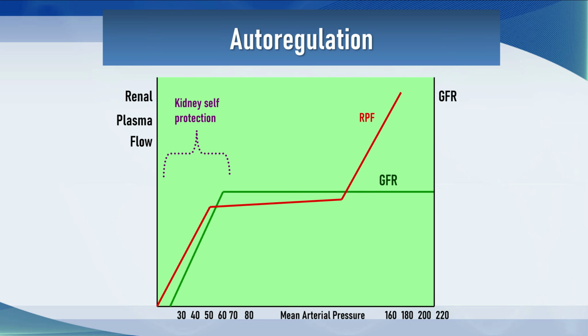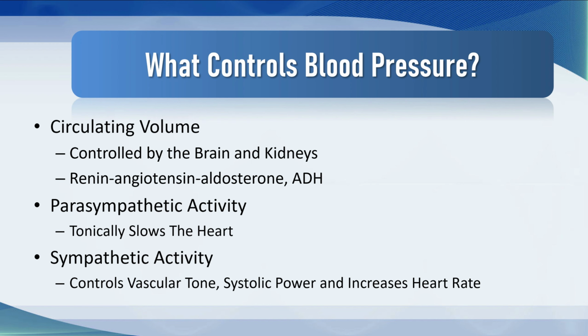Renal plasma flow and glomerular filtration rate are maintained constant over a range of systemic pressures by dynamic alterations in the tone of the afferent and efferent arterioles, and this is only lost at extremes of blood pressure. For the rest of the circulation, what controls blood pressure? The first thing is circulating volume. That's controlled by the brain and the kidneys, for example, the renin-angiotensin-aldosterone axis and antidiuretic hormone.